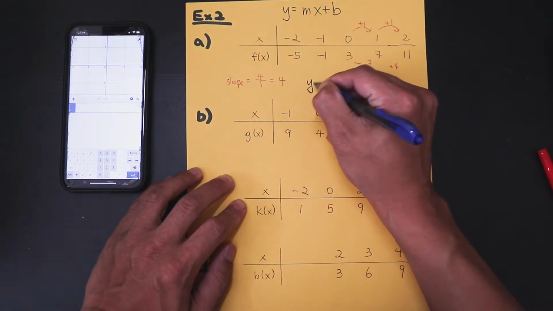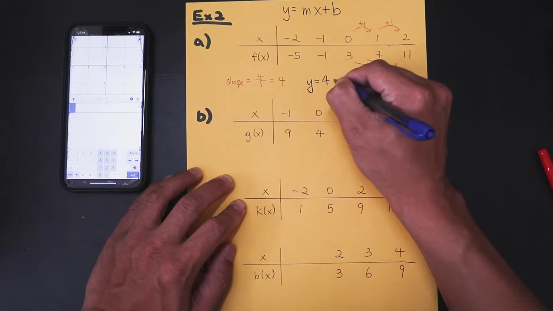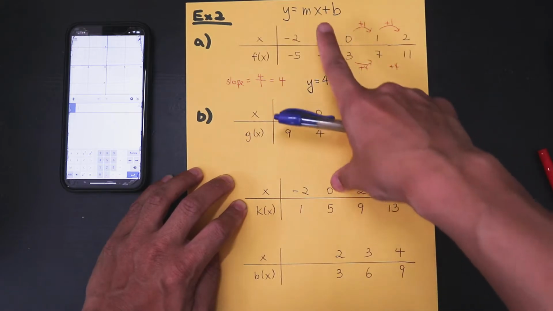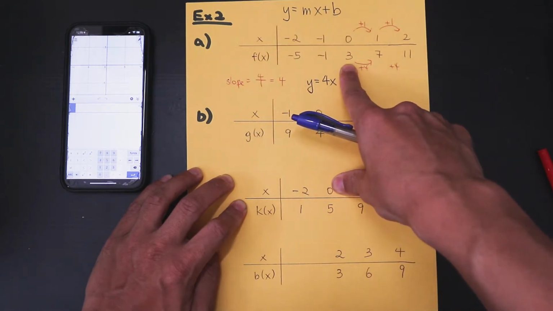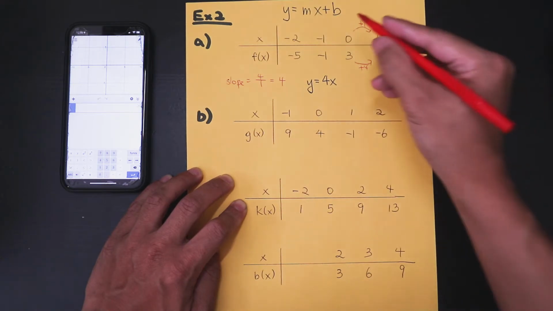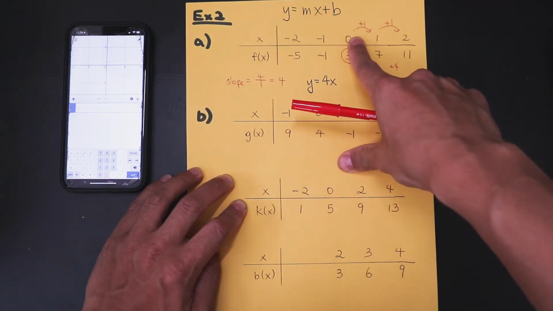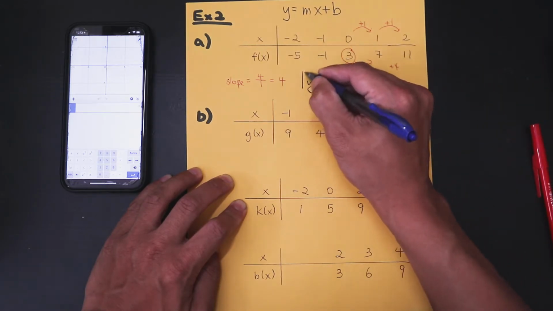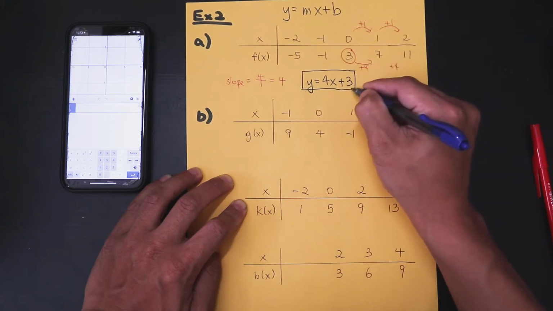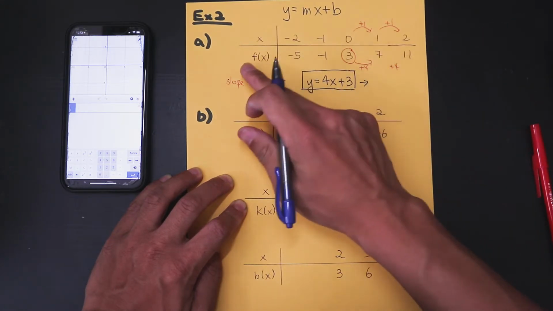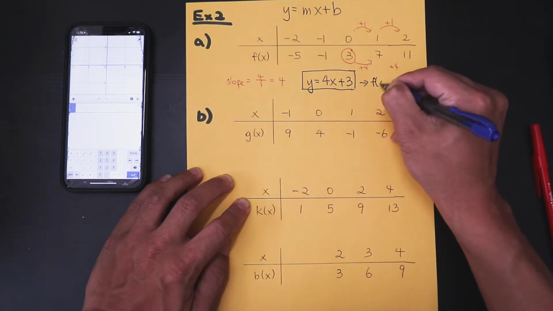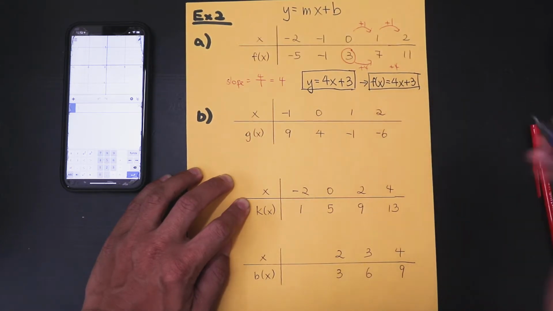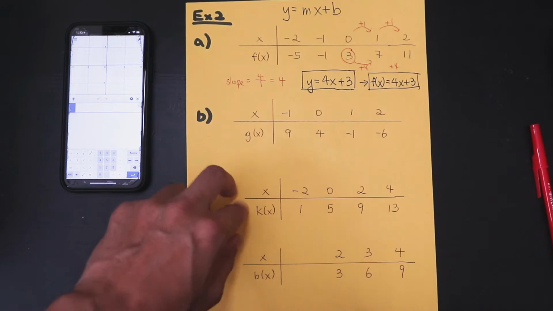That means your equation is going to be y equals, your m is 4, 4x. Then what is your b, your y-intercept? Your y-intercept, remember, is always the y value when x is 0. So in this case, this is your y-intercept, because when x is 0, the y value is 3. So it's going to be y equals 4x plus 3. So this is the equation. But of course, when you write your answer, you have to change the y into function notation. So you're going to write f of x is equal to 4x plus 3. And this will be your correct final answer. F of x is equal to 4x plus 3.